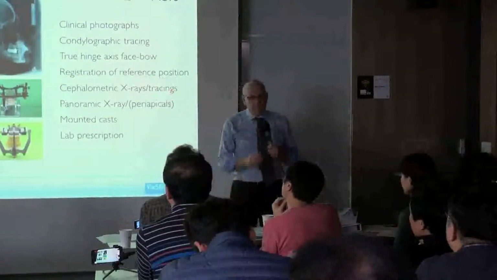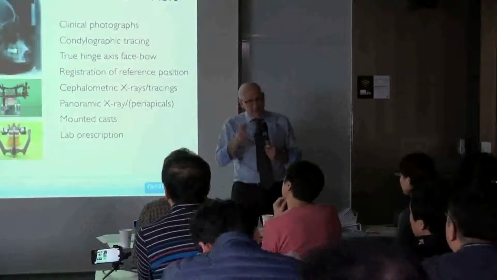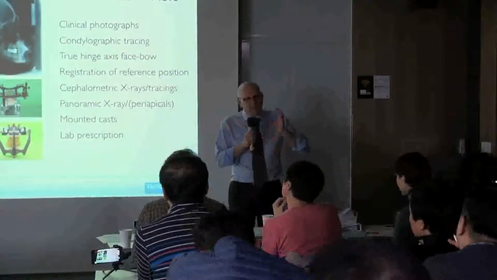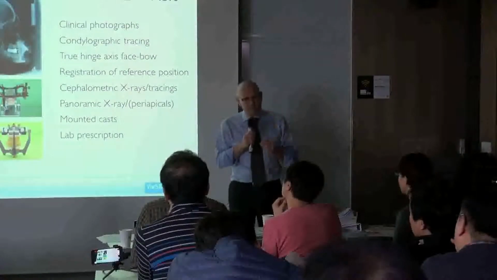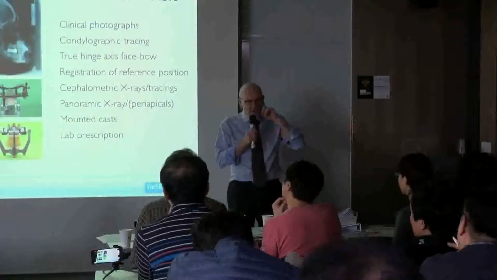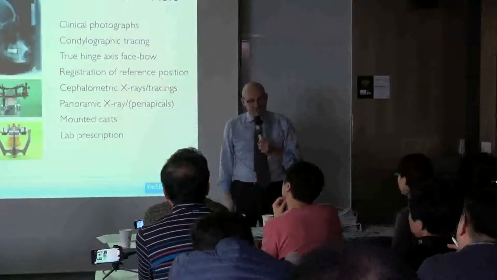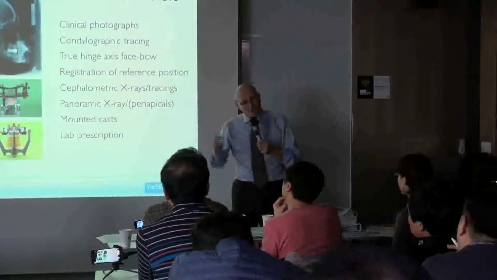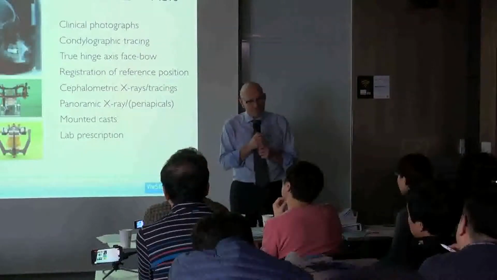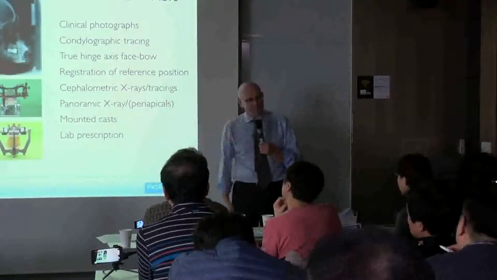This is the term in English-speaking literature. It's called CR, centric relation. In Vienna, we call it reference position. Physiologic reference position is the same as CR. But if you have problem here, deviation, reference position is not physiologic. This is why we prefer to use the term reference position. Centric relation, CR, is implicating healthy joint. At this point of time, we don't know. This is why we have to be careful.